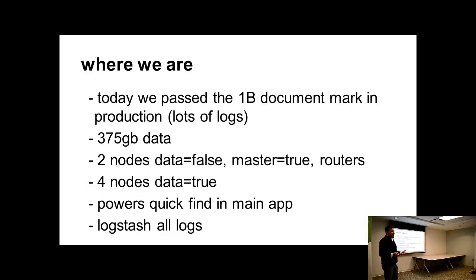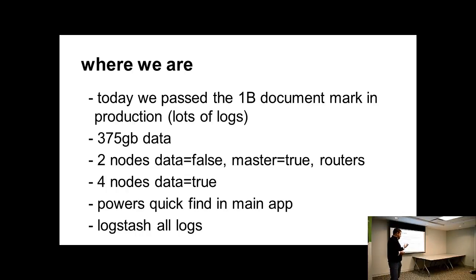So where are we? Today was a big day for NGP VAN. We passed the 1 billion document mark in production, according to HQ. The number seems really big because they're also counting all the replicated documents. Since we're keeping the number of replicas at one, it's actually about half of this for the primary store, about 375 gigabytes of data.